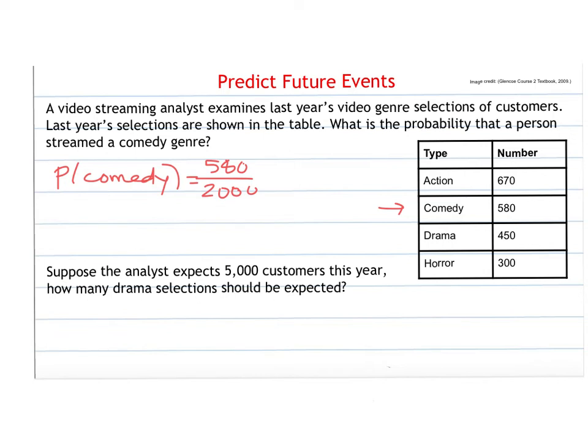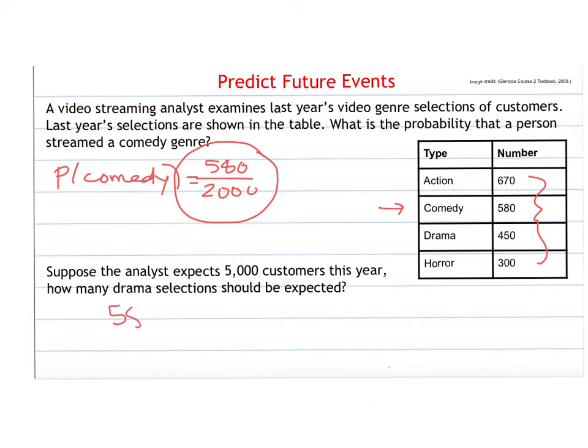Then it says, suppose the analyst expects 5,000 customers this year. How many drama selections should be expected? So based on this experimental probability from these 2,000 people, what can they expect? Businesses really do use things like this so that they know what to expect. It won't be exactly right on, but at least they can have an idea.